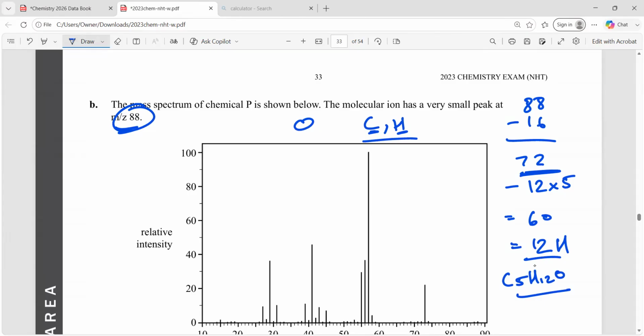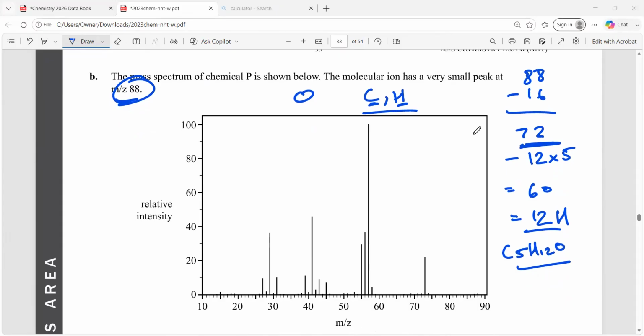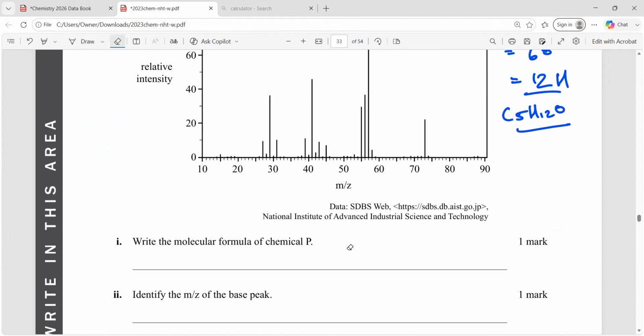I'm actually pretty happy with that. And then if I do 72 minus 48, that's 24 hydrogens, which is not good. That's C4H24, that's not good. And if I do 72 minus 12 times 6, that's just 72, which means zero hydrogens. So I'm pretty happy with that. C5H12O is good. Can anyone let me know in the comments if there's any easier way?